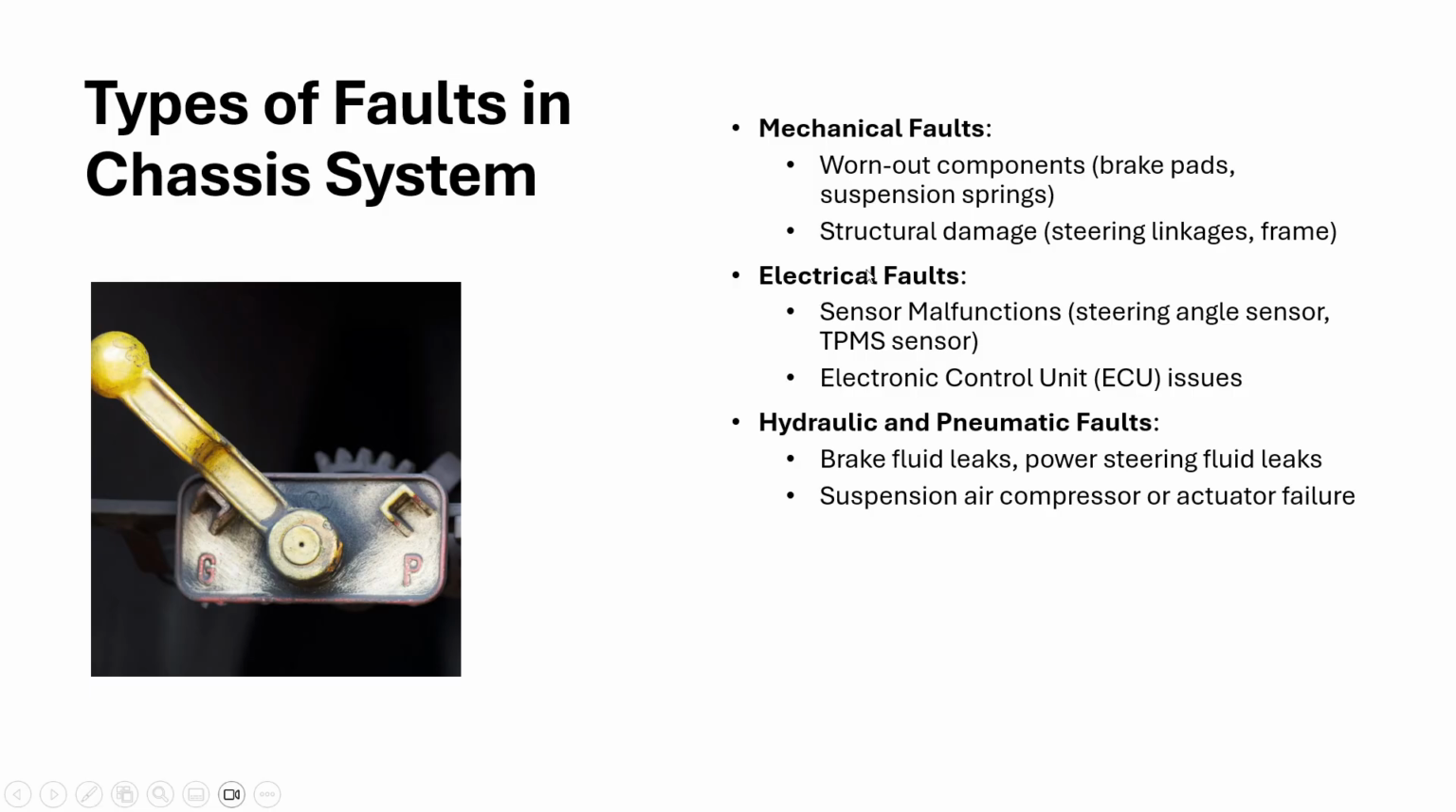Electrical faults are the second type of faults. Sensor malfunctioning of the steering angle sensor, TPMS sensor, etc. Or another type of fault may be electronic control unit faults. The third type of faults are hydraulic related. For example, brake fluid leakage, power steering fluid leakage, suspension air compressor or actuator failure. Like this, some hydraulic related faults may be the third type.